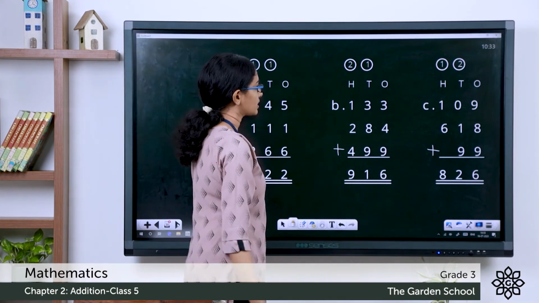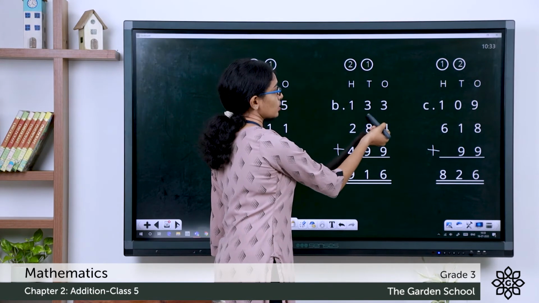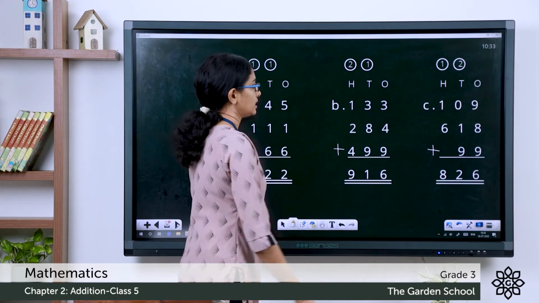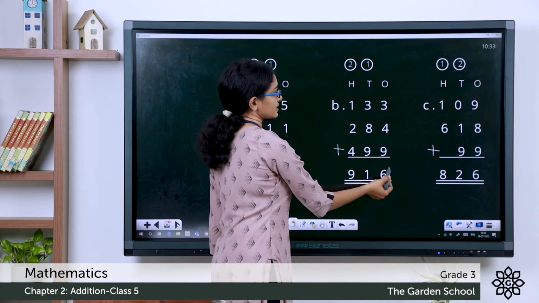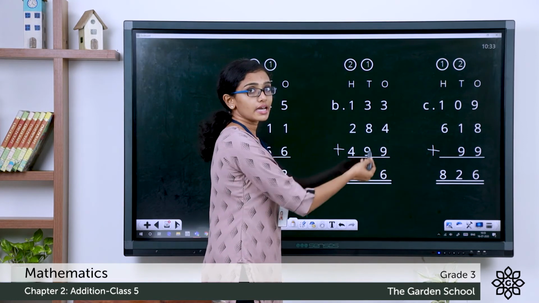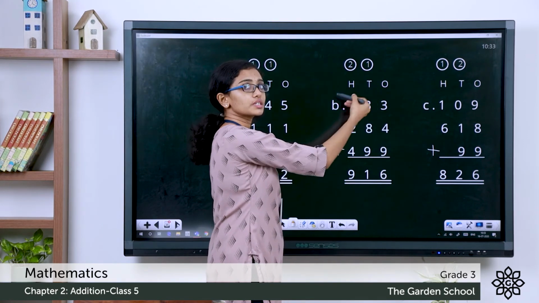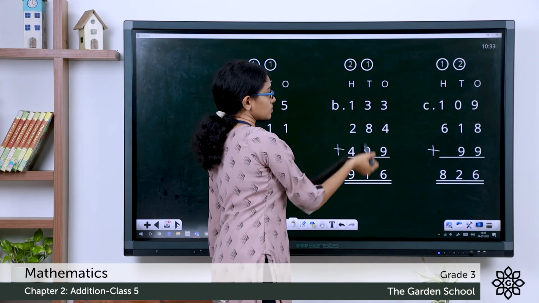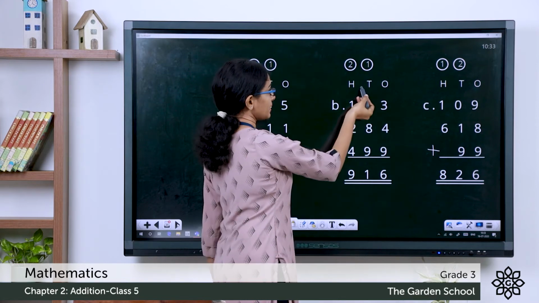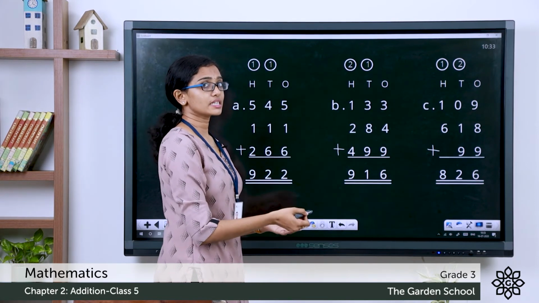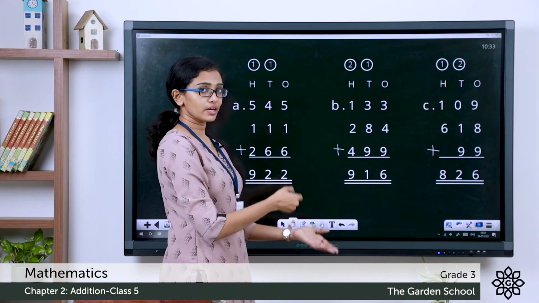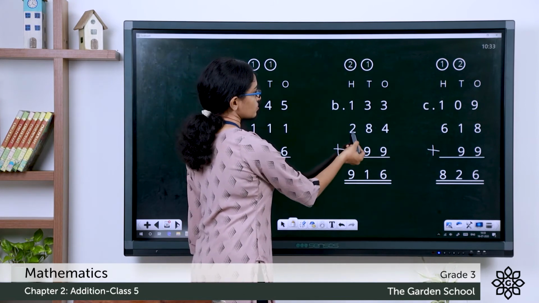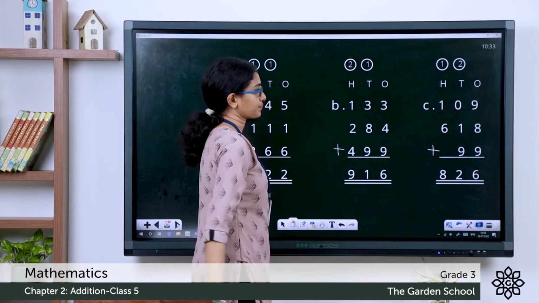And for B, it is 133 plus 284 plus 499. 9 plus 4, 13 plus 3, it's 16. You write the 6 ones here and carry over the 10 from 16 to the tens place, right? So it is 9 plus 8, 17 plus 3, 20 plus 1, it's 21. 10 here and the 21 tens equal to 210. So that 200 you carry over to the hundreds place. So here it is 4 plus 2, 6 plus 1, 7 plus 2, 9.